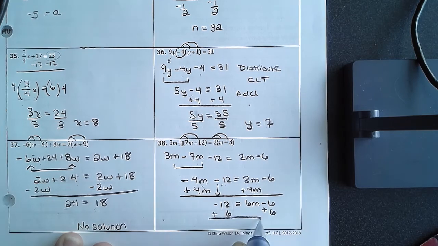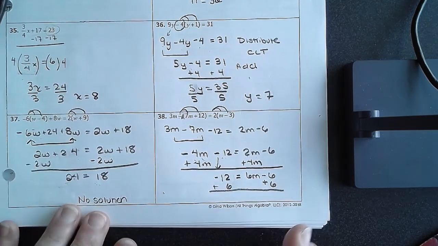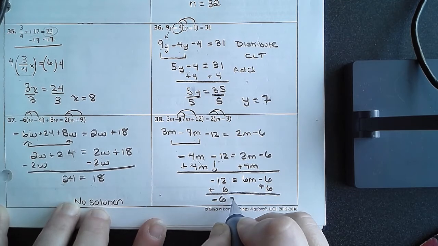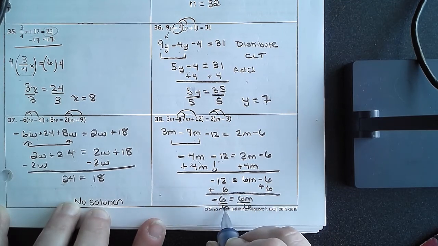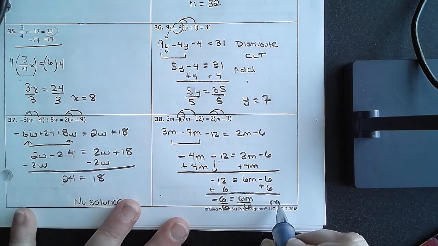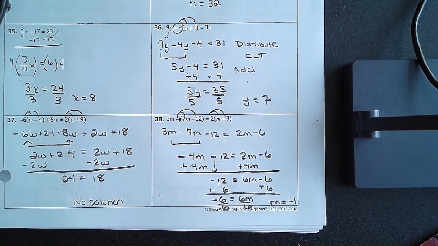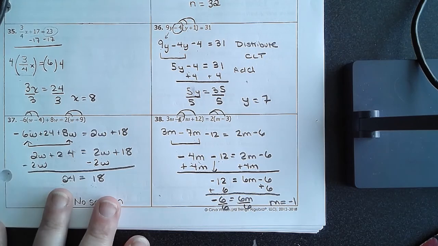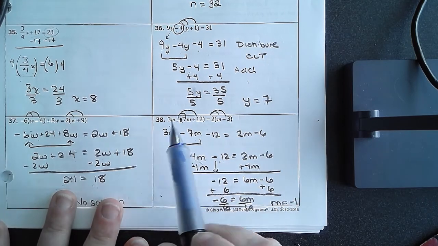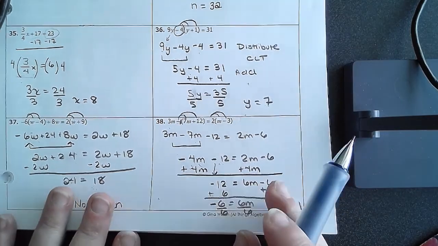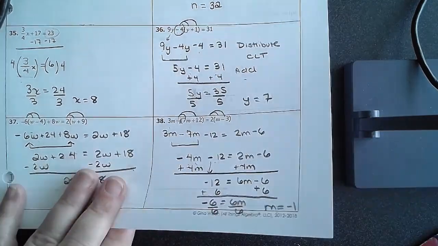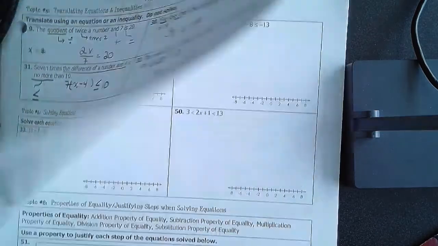And this is where you have to be very careful with your integers. You've got negative 6 equals 6m, and I'm going to divide each side by 6. So m is equal to negative 1. All right? And again, remember that you can always check by plugging it back in. I hope that you do that, especially while you're taking your SOL. So definitely try to do that. So we're going to keep going.